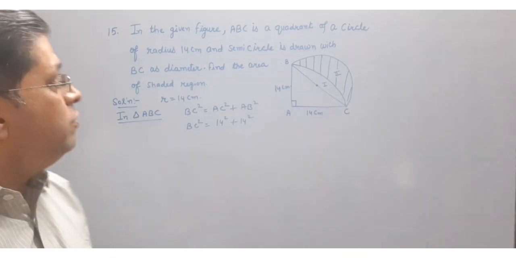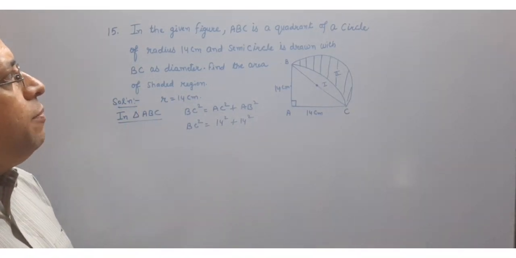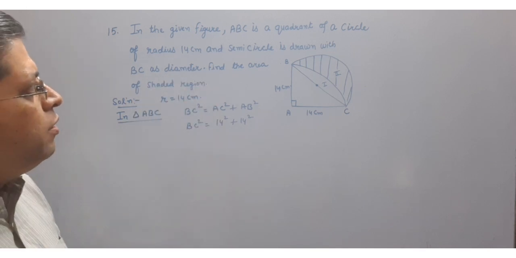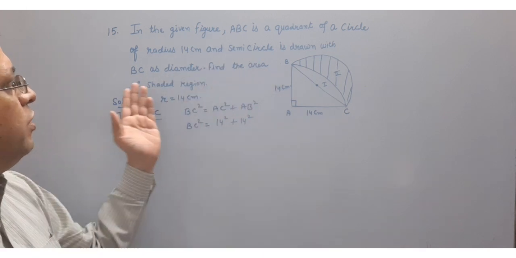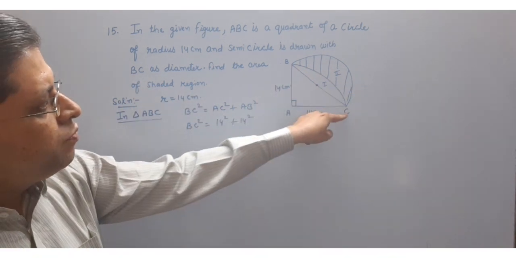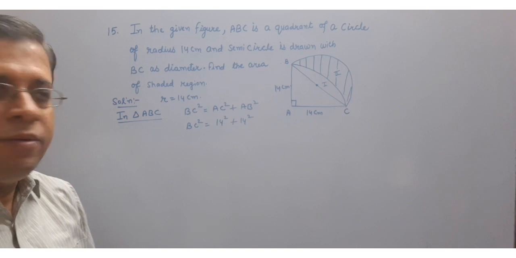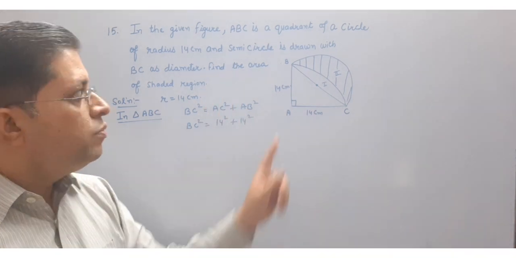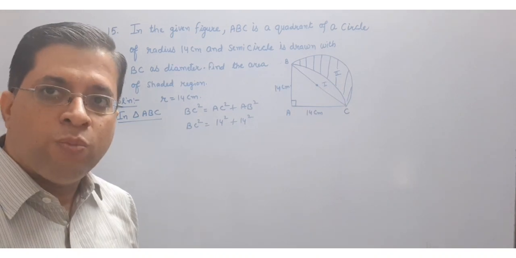Now the next question is, in the given figure, ABC is a quadrant of a circle of radius 14 centimeter and semicircle is drawn with BC as a diameter. One semicircle is this and BC is its diameter. Find the area of shaded region. You have to find this region, shaded region number 2.